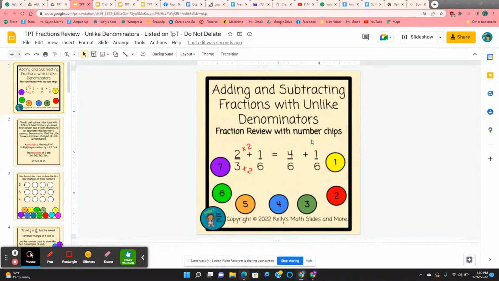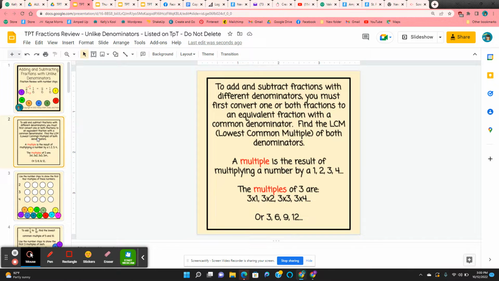Adding and subtracting fractions with unlike denominators. This is a good way to teach this lesson, which is very difficult for many students. It's using number chips, which are fun for the students to move around the screen. It starts out with an explanation for the students of how you find a common denominator.